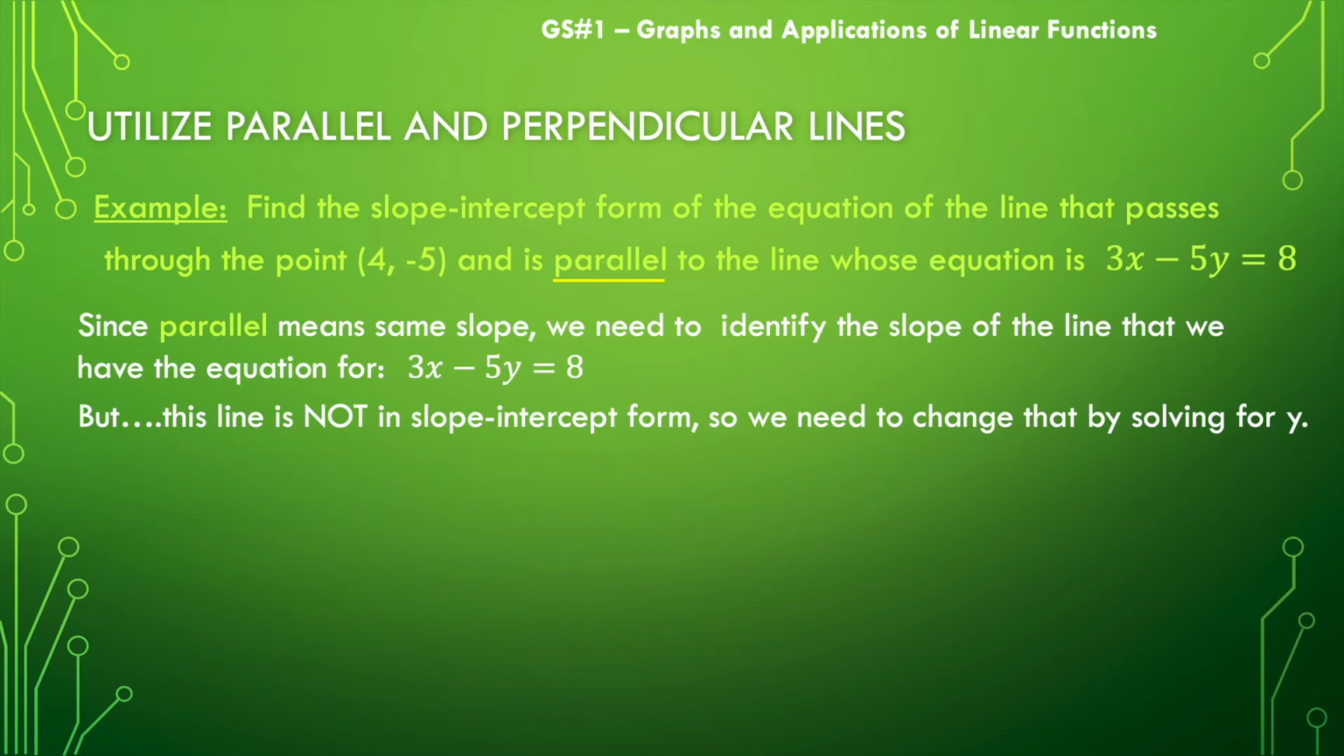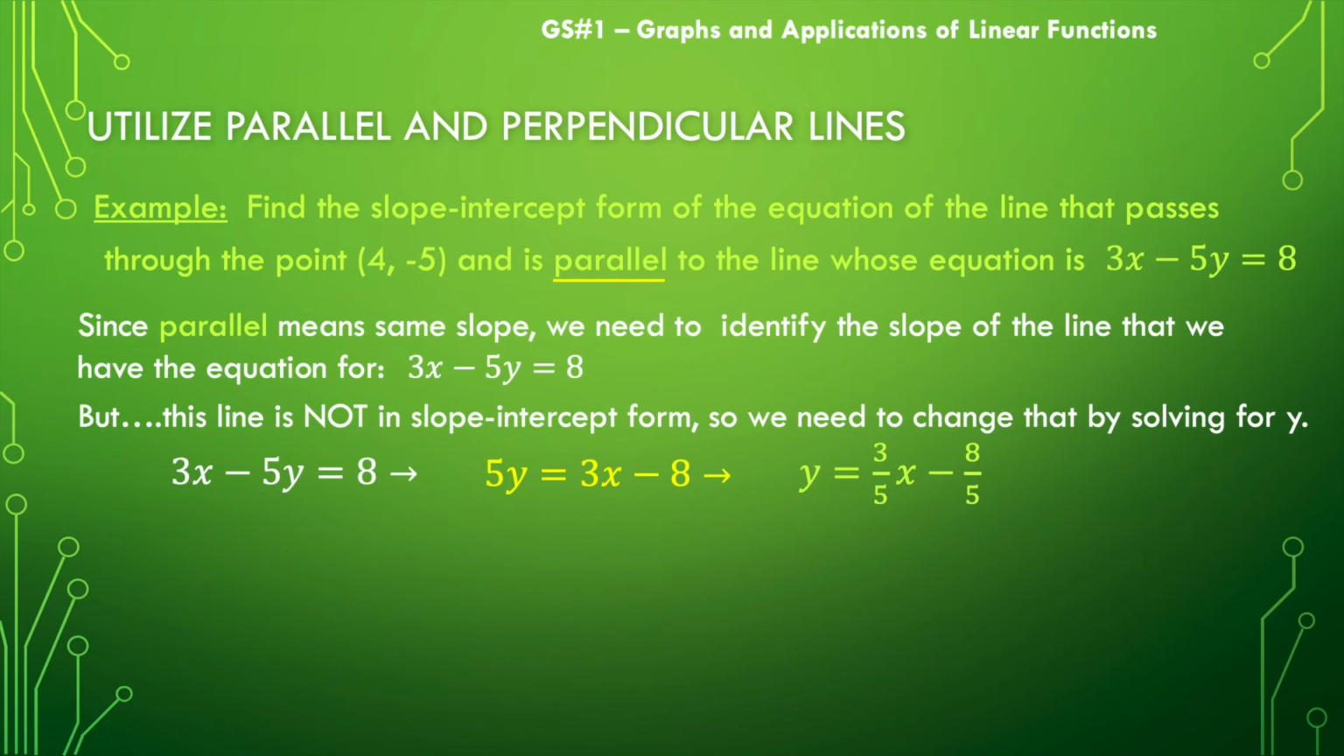I'll need to isolate my y. So first, take that 3x minus 5y is equal to 8. So we want to isolate the y. So let's get the term with the y isolated first. That will become 5y is equal to 3x minus 8. Now, if I divide everything through by 5, I'll end up with what I want, my equation in slope-intercept form. y is equal to 3/5 x minus 8/5.